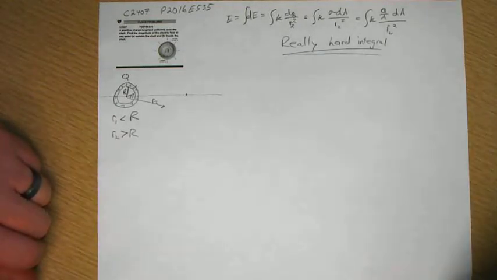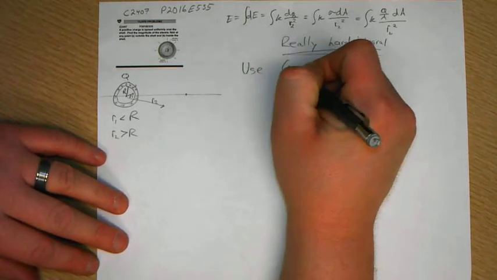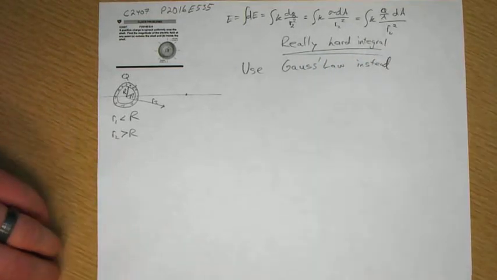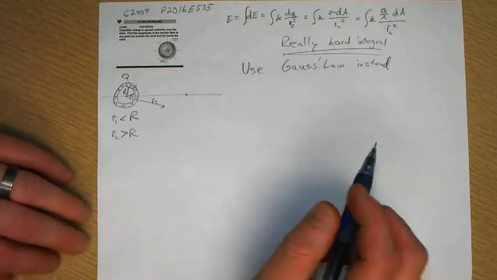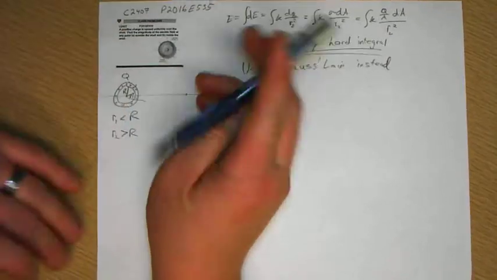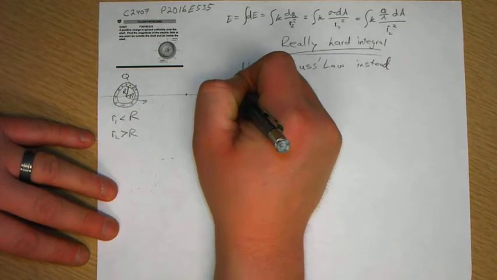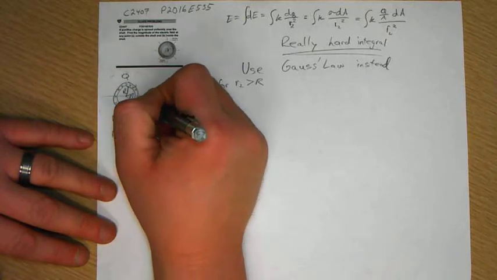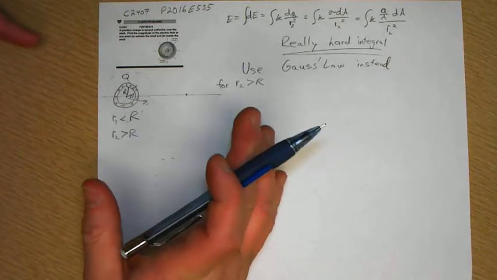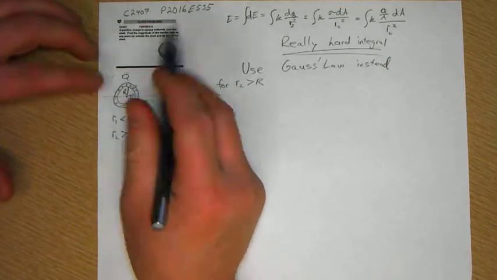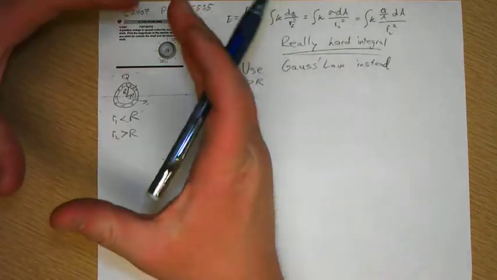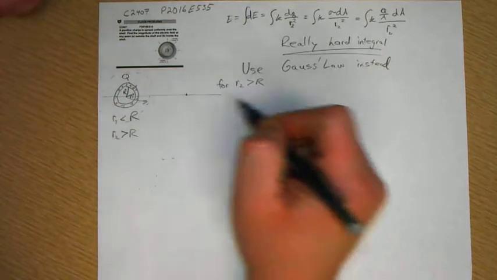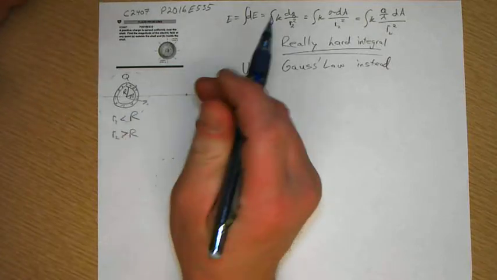But instead, what we're going to do is use Gauss's law. That will make our life much easier. So for R2 greater than the radius of the shell, I'm going to make this little Gaussian surface. Now remember, what I've drawn here is a two-dimensional depiction of a three-dimensional surface. As the problem states, this is a spherical shell. It's hollow inside, but on the outside, charge is uniformly distributed around it. I'm going to make this Gaussian surface at some radius, let's call it R2, greater than the radius of the shell.